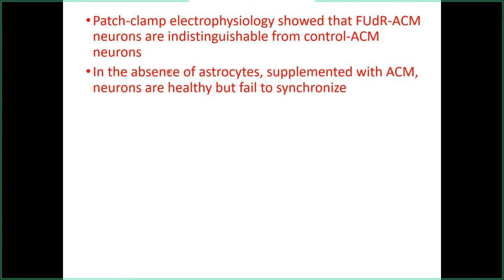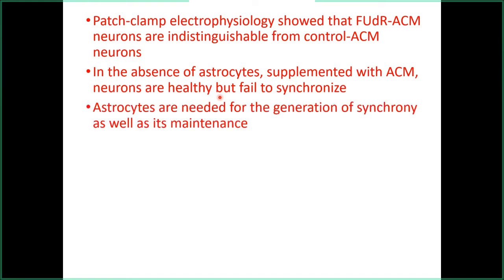But to summarize, in the absence of astrocytes, as long as they're supplemented with the conditioned medium, neurons are healthy, but they fail to synchronize. So we conclude that astrocytes are needed for generation of synchrony as well as the maintenance of synchrony, because when we remove astrocytes at different time points, synchrony is lost. In a couple of days of removing astrocytes, the neurons all start firing randomly again. So how does this happen?